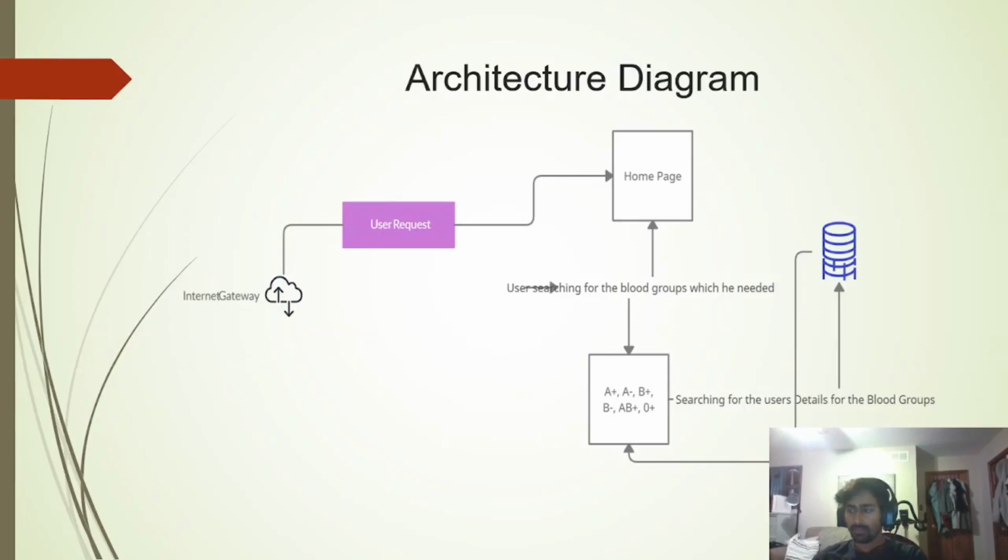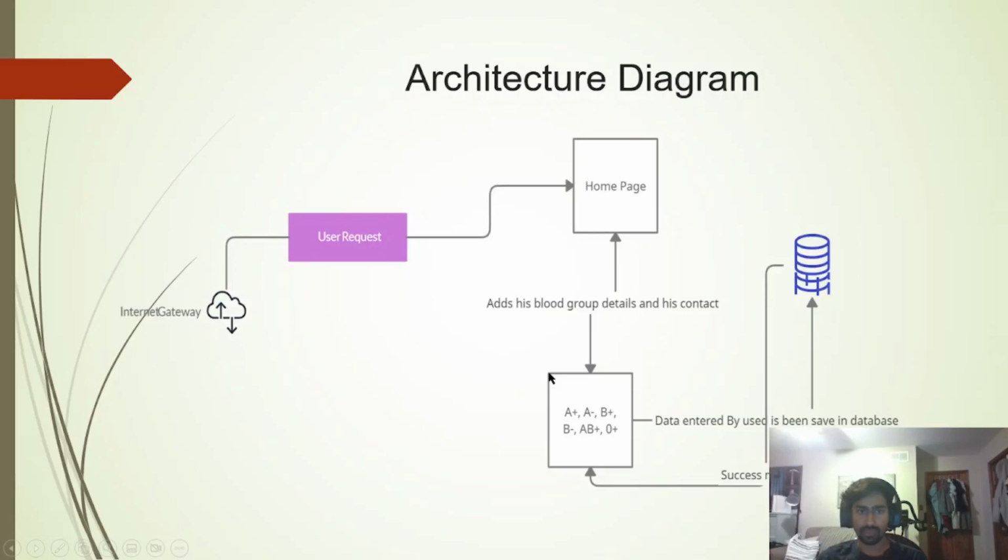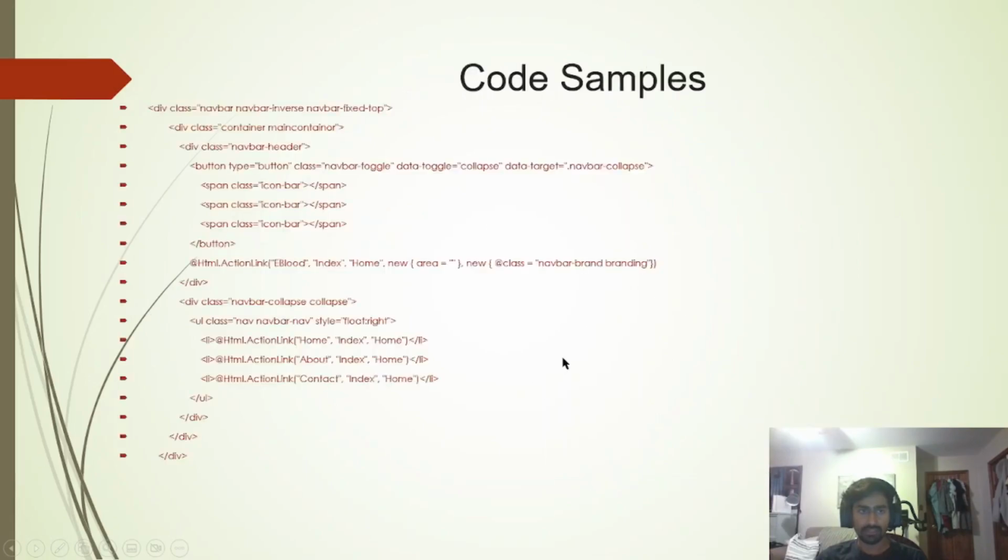The architecture is basically the whole idea of the framework, which has an internet gateway and the user request, and it goes into the home page. It will show that it divides into the blood groups. This is a sample code.